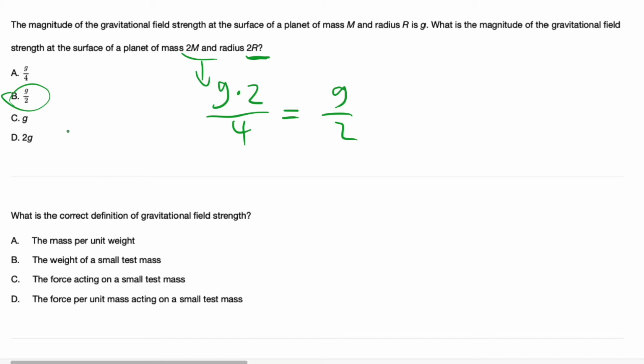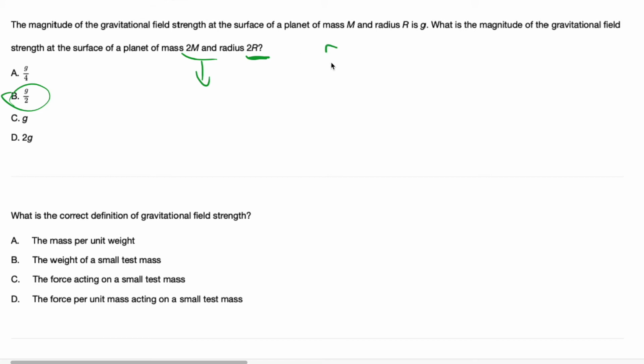When you get familiar with this, you need to know immediately that for gravitational field strength, whatever factor your mass is multiplied or divided by, your gravitational field strength is going to be multiplied or divided by that factor, and whatever factor your radius is multiplied or divided by, your gravitational field strength is going to be divided or multiplied by the square of that factor, right? So you need to know this, and if you don't see why, just list the equation.